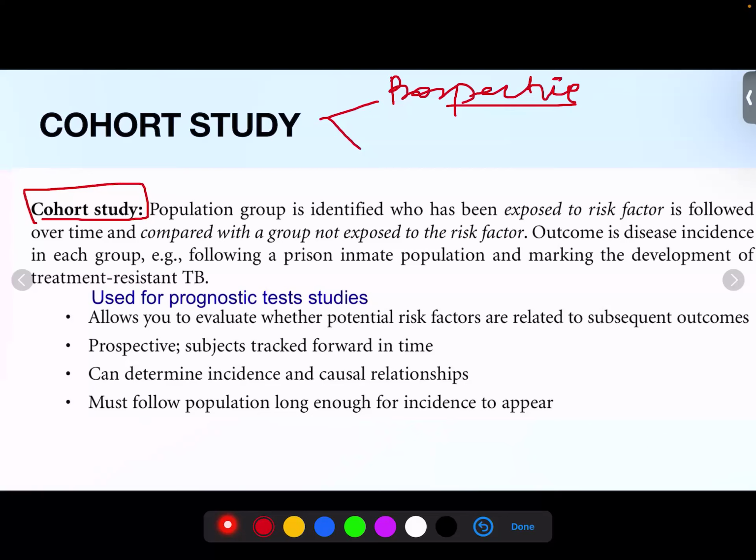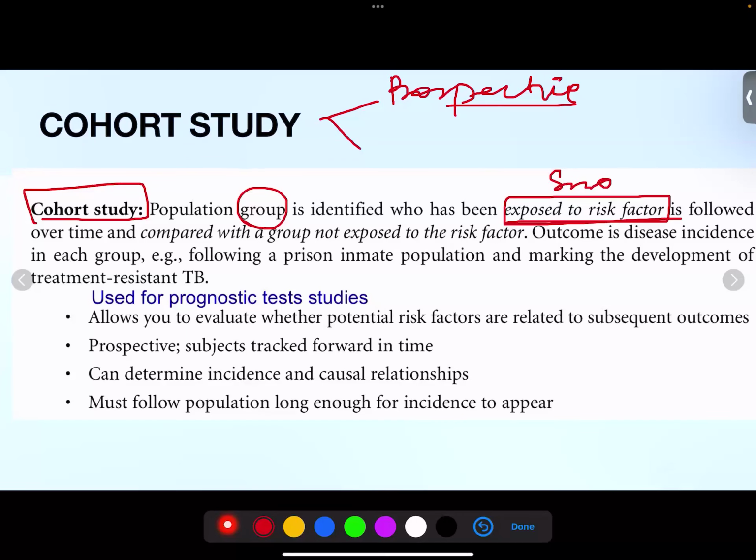But in a cohort study, the things are opposite, you can say. Here you identify a group which is exposed to a risk factor. Here you are not grouping the patients by any kind of disease. You just see a group of people and say that, okay, they are exposed to this risk factor. Like, take the example of smoking. We know that smoking causes lung cancer.